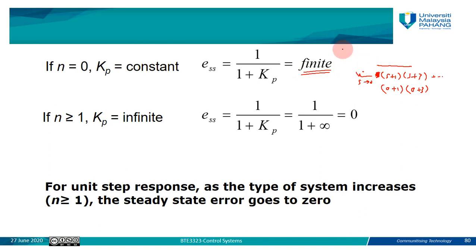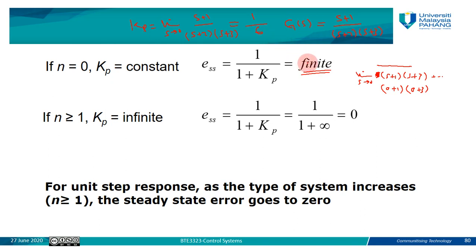Assume that your transfer function is G(s). If it is type 0, G(s) for example equals s plus 1 over s plus 2 times s plus 3, just as an example. Now find the value of Kp. Kp will equal limit s goes to 0 of (s plus 1) over (s plus 2)(s plus 3). Substitute each s by 0, so you have 1 over 2 times 3, that means 1 over 6. So the value of Kp in this case will be a finite number.